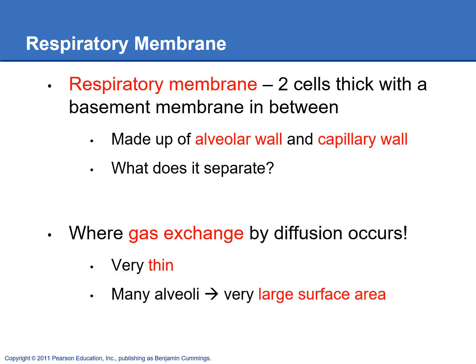The respiratory membrane is very thin. It's only 2 cell layers thick, just made up of the alveolar wall and the capillary wall, and it's going to separate the air from the blood. And this is where our gas exchange is going to occur, across the respiratory membrane by diffusion. And the reason, again, that alveoli are very good at doing gas exchange is they are very thin-walled and they have a very large surface area.